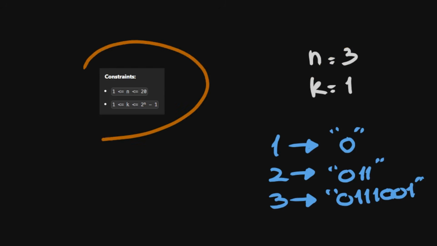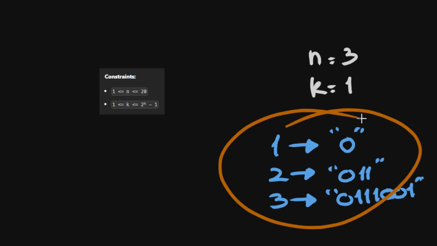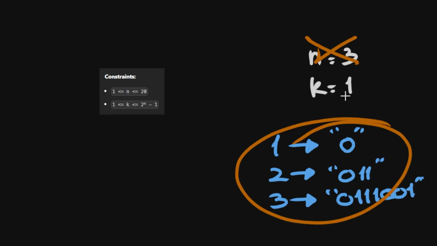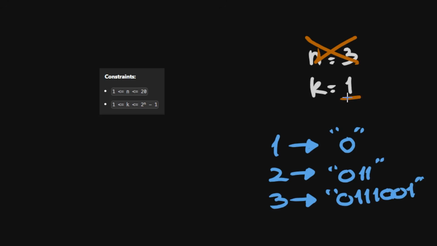My first intuition was to look at the constraints, and n can be anything in between 1 and 20. This means that we can pre-compute every possible string. So we actually don't care about the value of n, and we can pre-compute every possible string and return the kth bit. This is basically the entire approach.